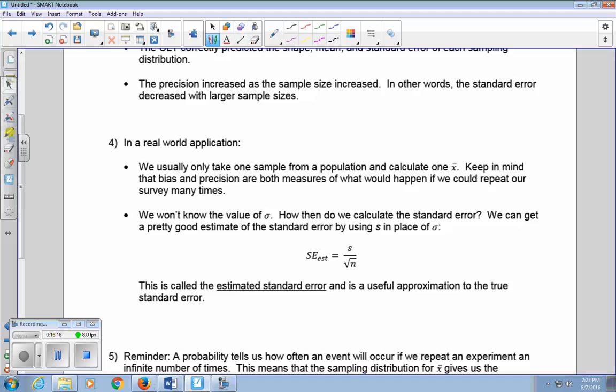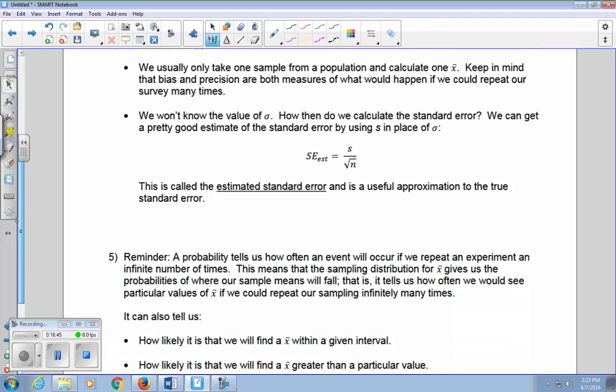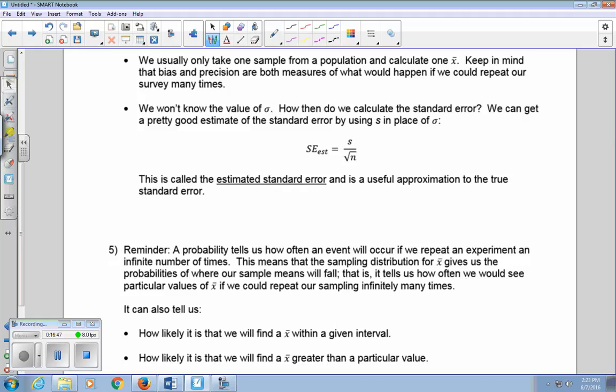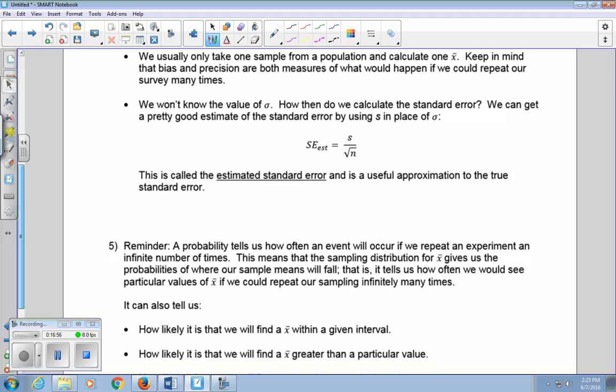In a real-world application, we usually only take one sample from a population and calculate one X-bar. Keep in mind that the bias and precision are both measures of what would happen if we could repeat our survey many times. We won't know the value of sigma. How will we calculate our standard error? Well, we could get a pretty good estimate of the standard error by using S, our standard deviation of our sample, in place of sigma. This is called the estimated standard error and is a useful approximation to the true standard error.